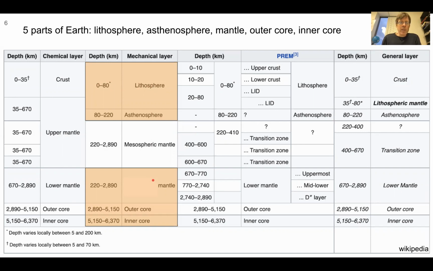And we should get a basic idea. You know, the Earth's radius is 6,370 kilometers. And so when we think about depth down to the center, this is listing the depth from the surface going down, what would be the approximate base of this layer.